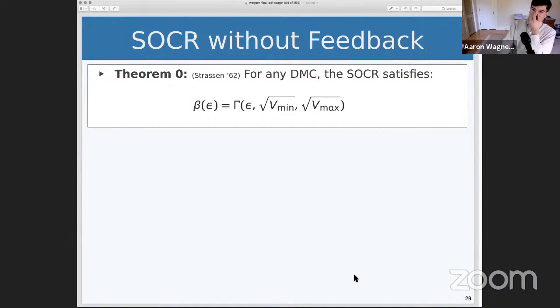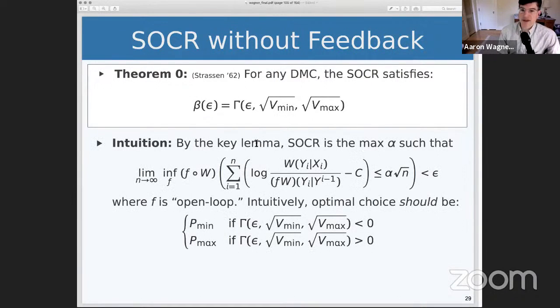Okay, so theorems. Let's start without feedback. Strassen in 62, as I mentioned earlier, showed that for any DMC, the second order coding rate satisfies this. It's the McNamara threshold. Obviously, Strassen did not phrase it that way because McNamara's paper came later. But in terms of our notation, the non-feedback second order coding rate is just equal to the non-feedback McNamara threshold. You don't prove it this way, but the intuition, in terms of what we covered, is reasonably clear if you can break through all the notation in this lemma. Without feedback, the second order coding rate is the largest alpha so that I can find a controller, a non-feedback controller.